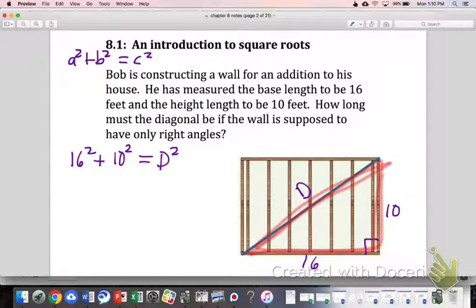16 squared is 256. 10 squared is 100. That's equal to d squared. Remember, we're trying to figure out what the diagonal is. I'm going to keep simplifying here. This is 356 is equal to d squared.